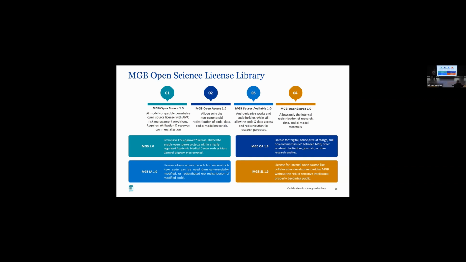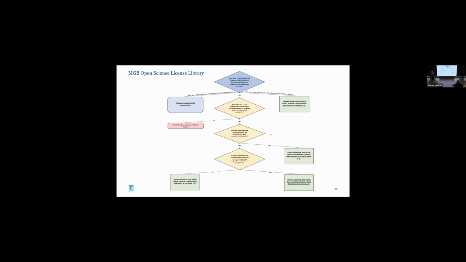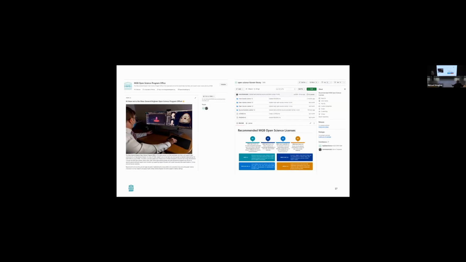Over the past 6 months, we've had great success and really great feedback from our research community. We built this Open Science Library schematic so my licensing managers can work closely with researchers and take them through the process of deciding what's better for their purpose.